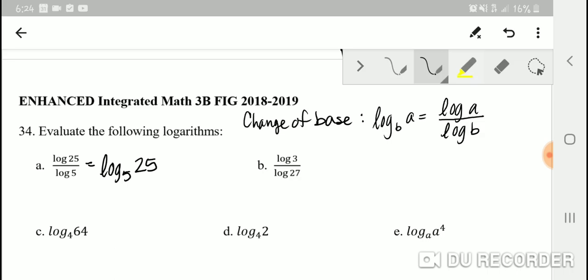And then you think about that as an exponential. 5 to what power gives you 25? 5 to the power of 2 gives you 25. So our answer is 2.